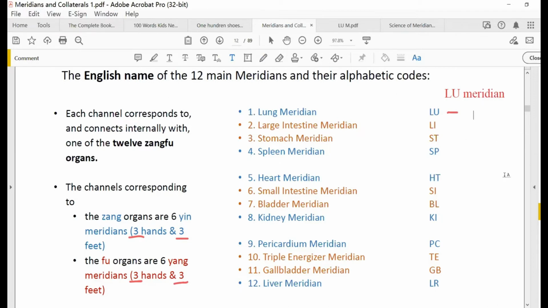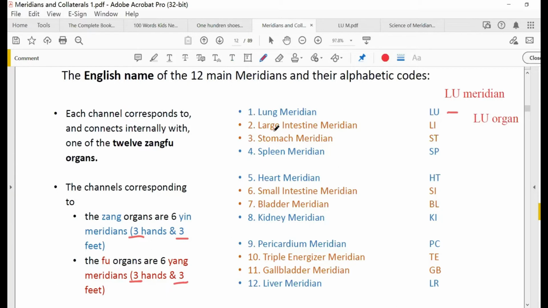Okay. And LU usually means the organ, right? The organ. So we need to remember these codes, right? You need to remember these organs.